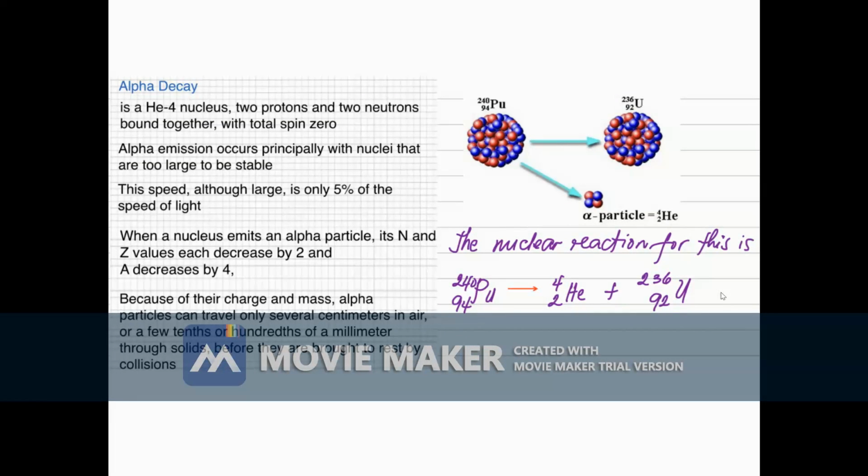During the alpha decay, the N and Z values are decreased by 2, the mass number or atomic number, as you can see. And the A, the mass number, is decreased by 4 for the two forming nuclei. This is because of the presence of the decay of the helium.